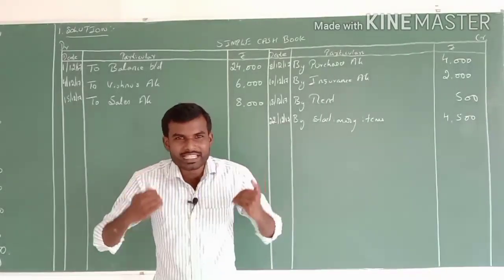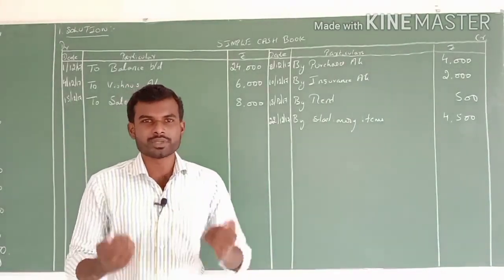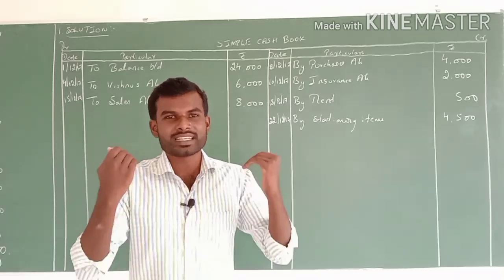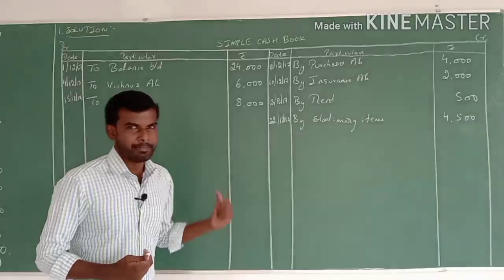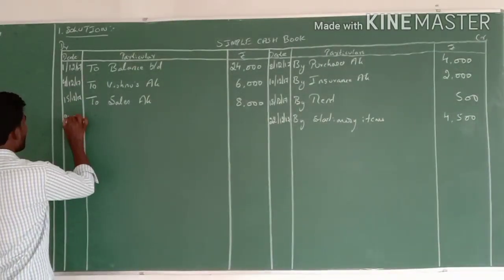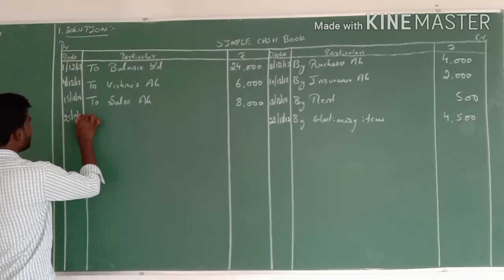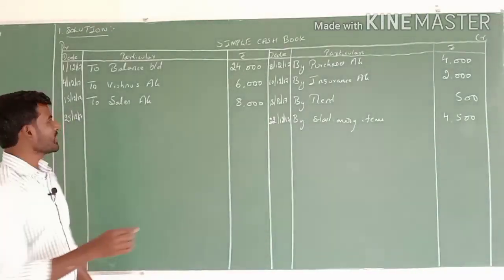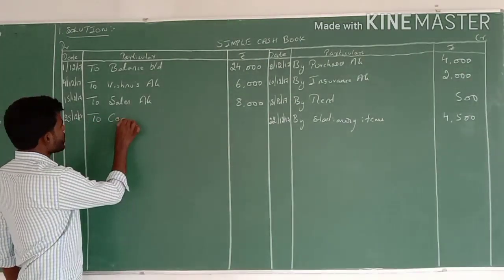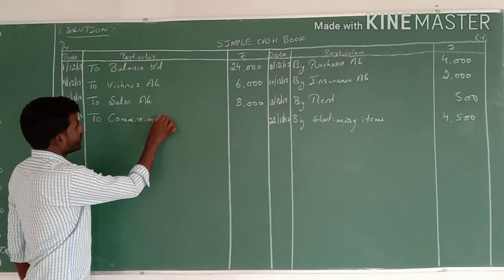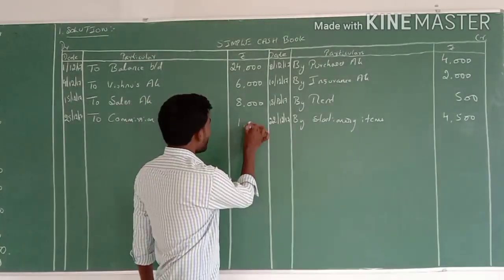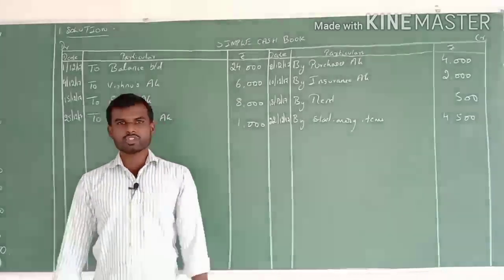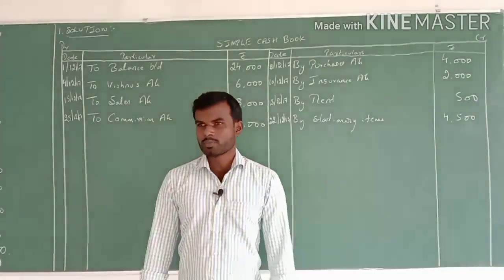Moving to the next date, they have given December 25th, received commission 1,000. When we receive the commission, the business concern is receiving the commission, so it increases which balance? Our cash balance. When it increases the cash balance, it should be recorded under which side? Debit side. So it is on the receipt side. On which date? On 25th of December 2017. We are receiving the commission, so automatically, to commission account. How much is the amount we are receiving? 1,000 rupees. So it increases our cash balance.